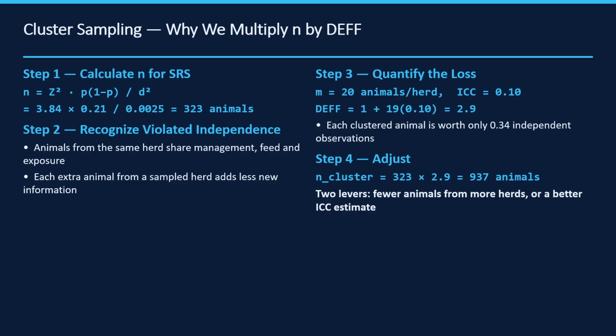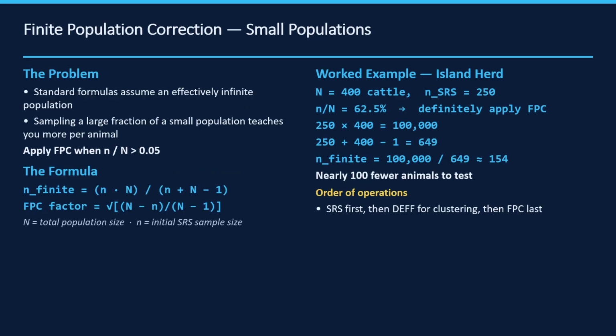Two levers if that number is unaffordable. Sample fewer animals from more herds, since M drives DEFF, or find a better ICC estimate from published data for your disease. Population correction is the one adjustment in this deck that gives you sample size back instead of taking it away, so it's a pleasant one to learn.